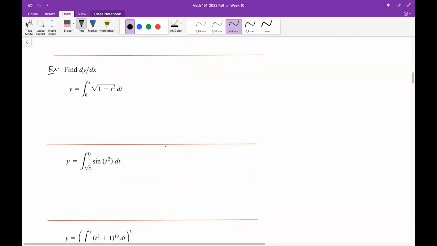And let's apply it here. The y function is given like this, and we want to find the x derivative of the given y function. So what we want to do is the following.